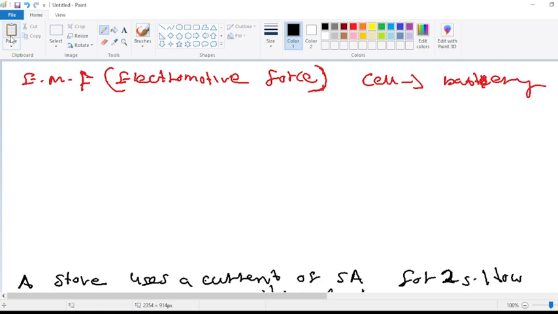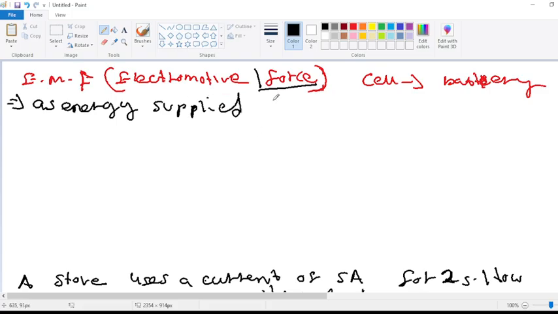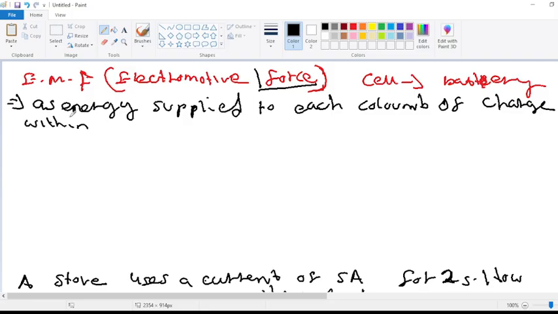Let me use the black ink here. The electromotive force is defined as the energy. Since there's force here, energy has to be there, because of this force, the electromotive force has energy. So the electromotive force is defined as the energy supplied to each coulomb of charge within it. Because of that force, energy has to be there, since we cannot have force without energy.